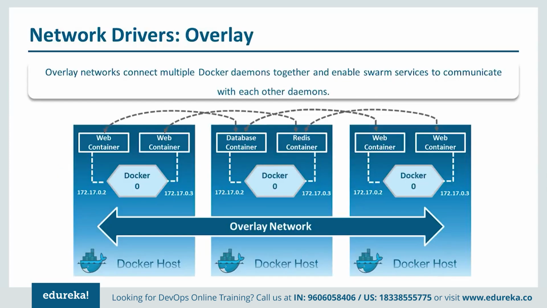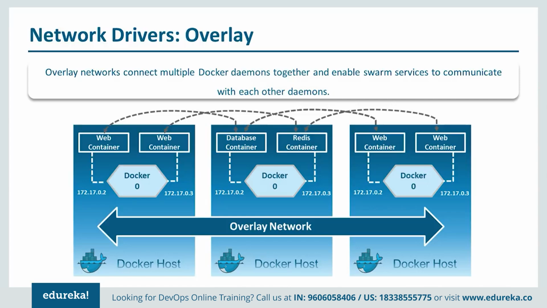The next network that we have in the list is the overlay network. So to understand this network, let's consider a scenario. Let's say we have multiple Docker hosts running containers. Each Docker host has its own internal private bridge network in the 172.17 series, allowing the containers running on each host to communicate with each other. However, containers across the hosts have no way of communicating with each other unless you publish the ports on those containers and set some kind of routing yourself.